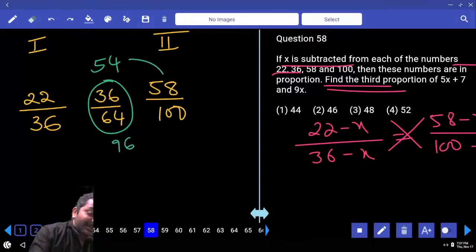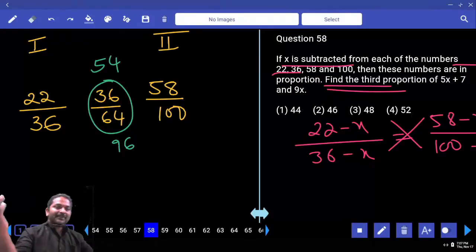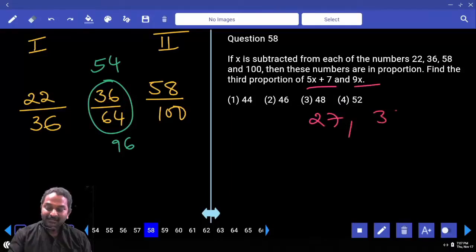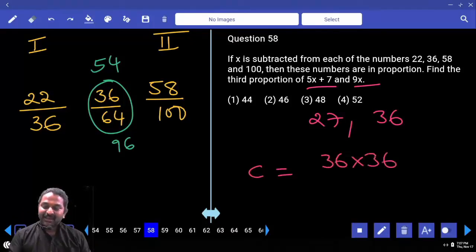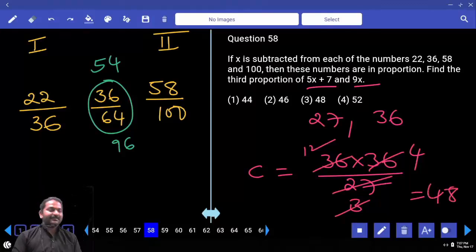96. Now observe. If 58 becomes 54, how much is subtracted? 100 becomes 96. How much is subtracted? That's it. So what is the x value? 5x plus 7, and 9x. 9 into 4, that is 36. Then the third proportion is equal to b square by a. 9, 4 times. 9, 3 times. 3, 12 times. 12 into 4 is 48.